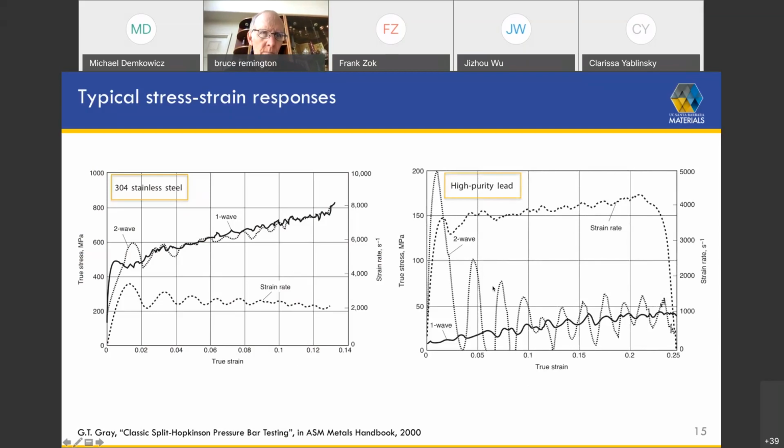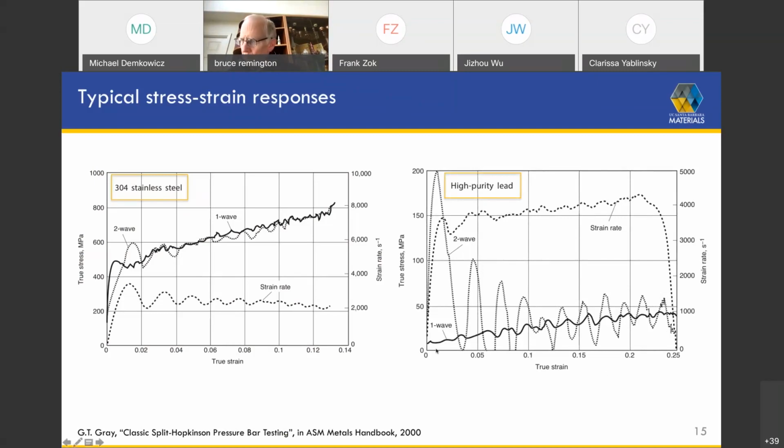Now, if you hit a material that's got a low acoustic impedance, it's got a low wave speed. Take lead, for example. It's got a very low modulus and a high density. So the waves travel very slowly through lead.